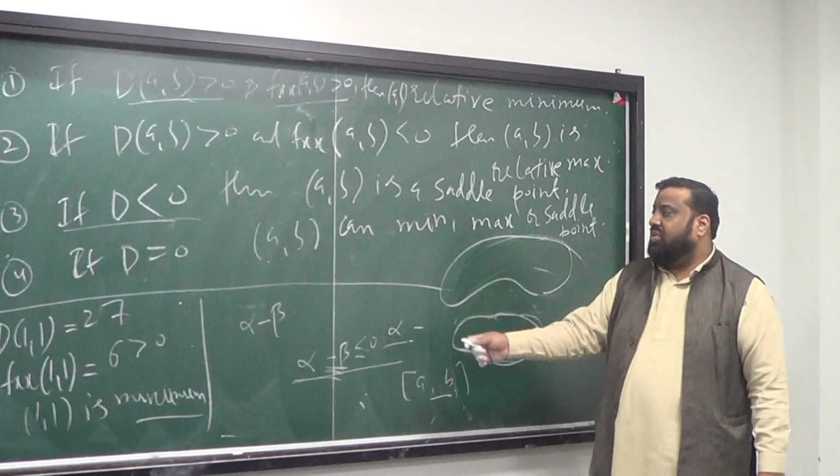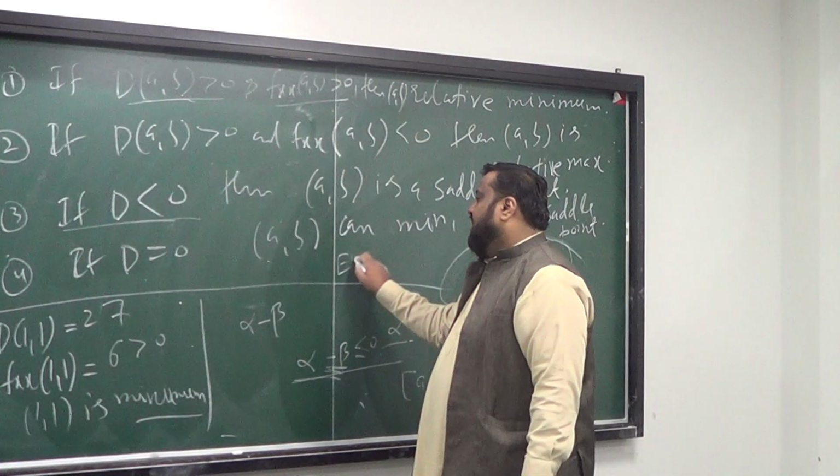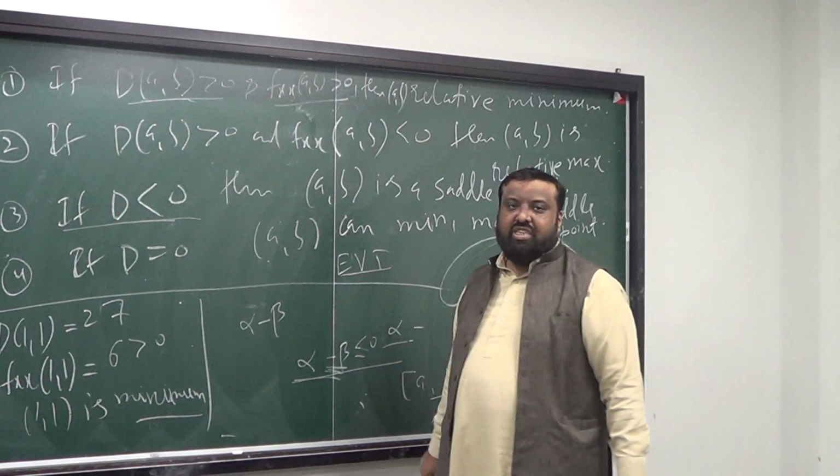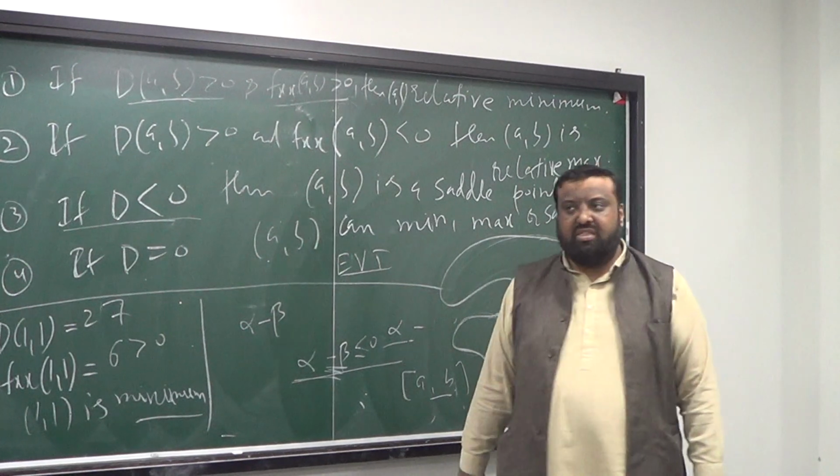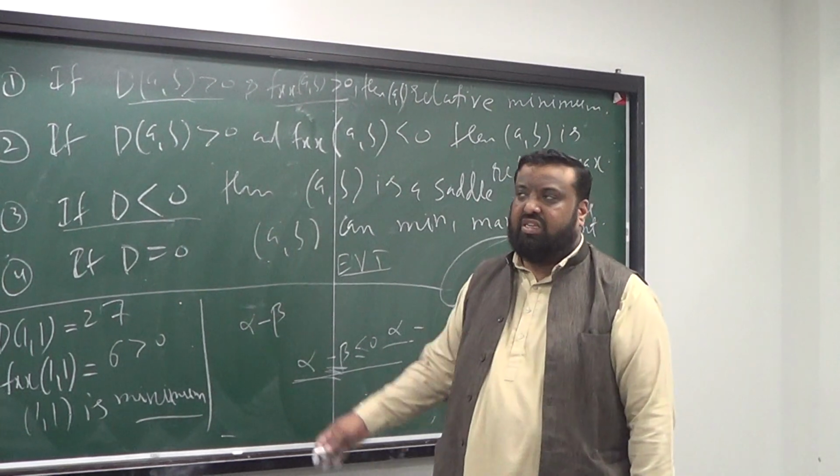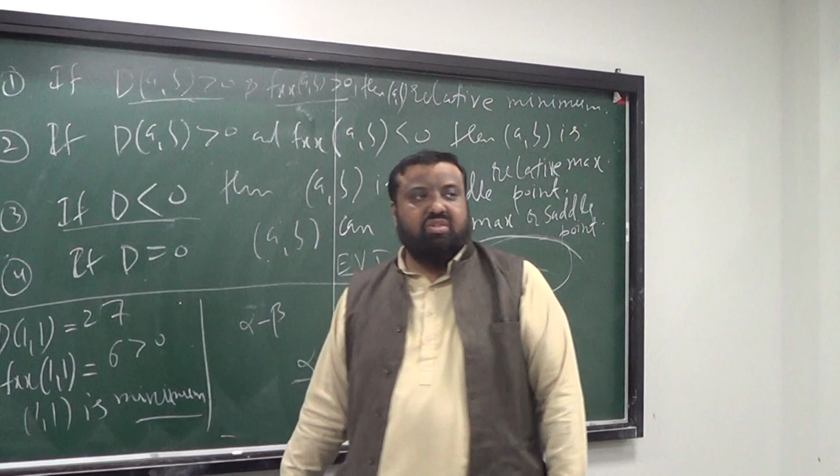So this is what you call the EVT, extreme value theorem. You have a 2-dimensional extreme value theorem and hence in 3 dimensions as well. It's called the extreme value theorem. You can generalize it to that dimension.